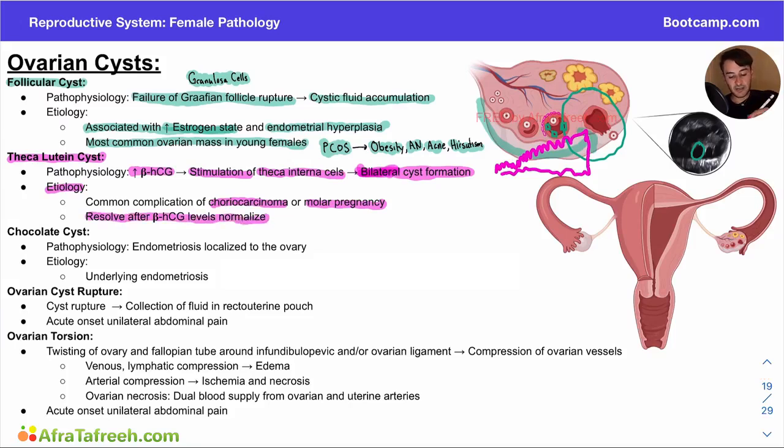So I'm going to draw another circle here around this follicle, but this time in pink, and this is how a theca lutein cyst would appear. So if we were to look at it on our ovary, it would be this little pink circle here.